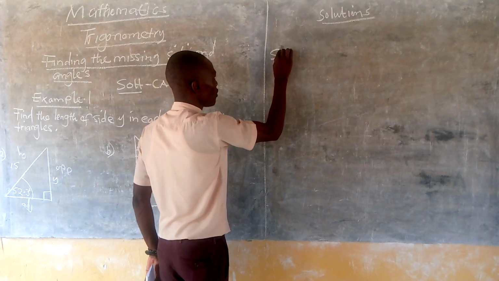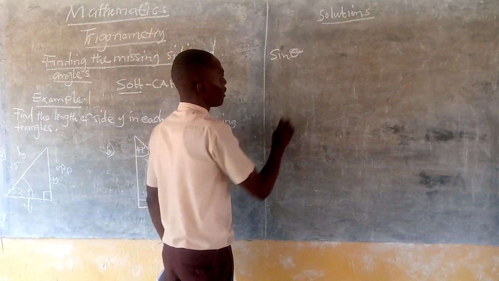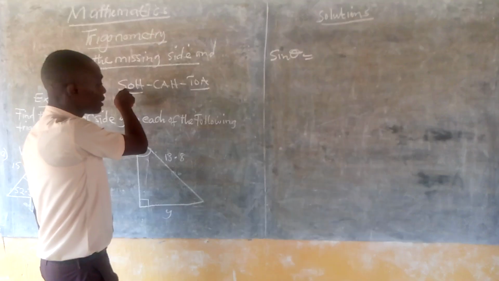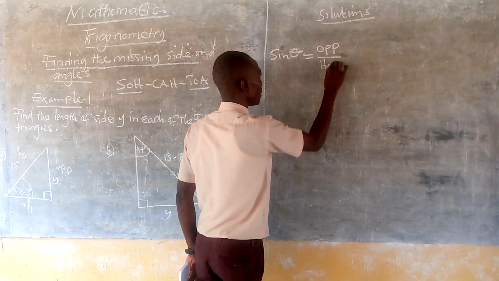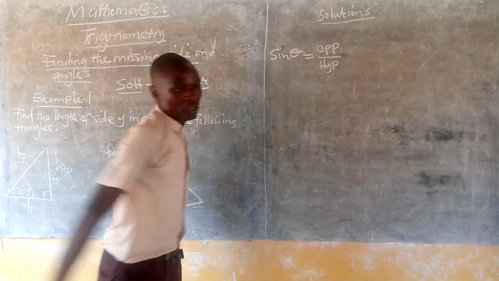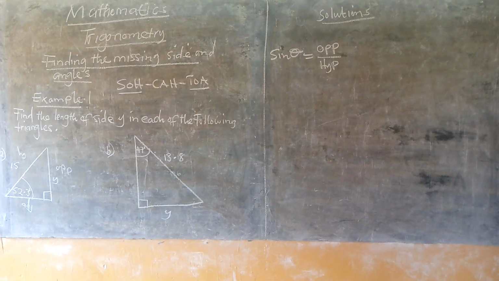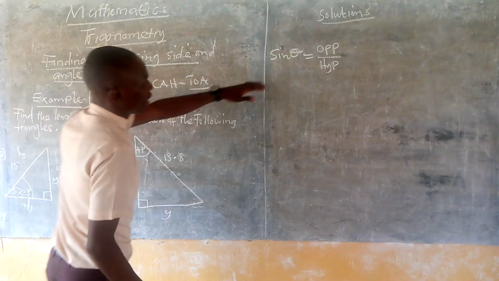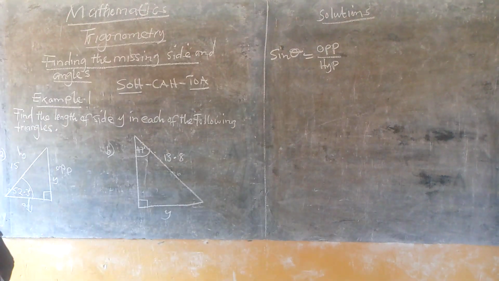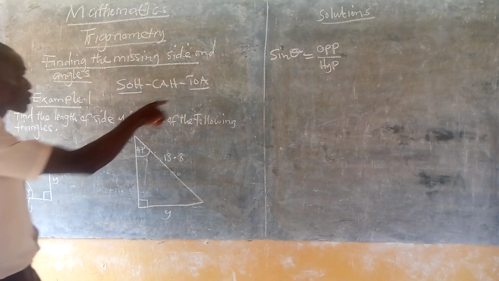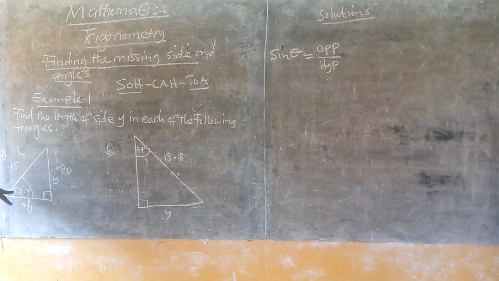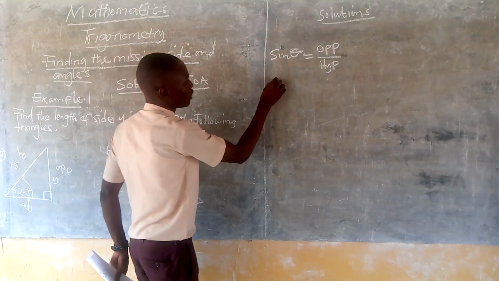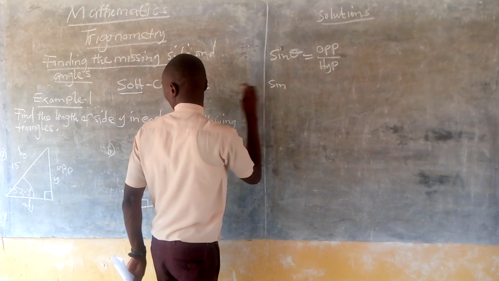So we'll say sine theta, and sine is opposite over hypotenuse. Are we together? Yes. After that, we substitute in the equation of the ratio there. Where is theta? Theta stands for an angle. So in this case, the angle we have is what?